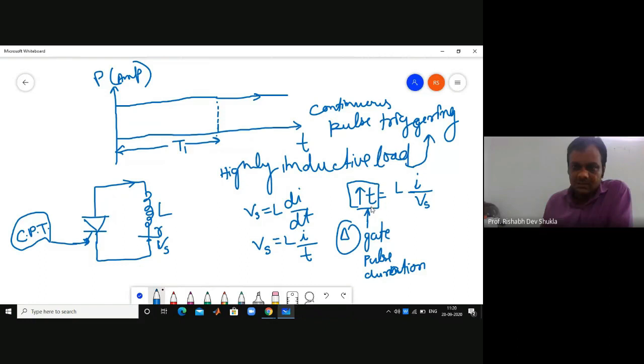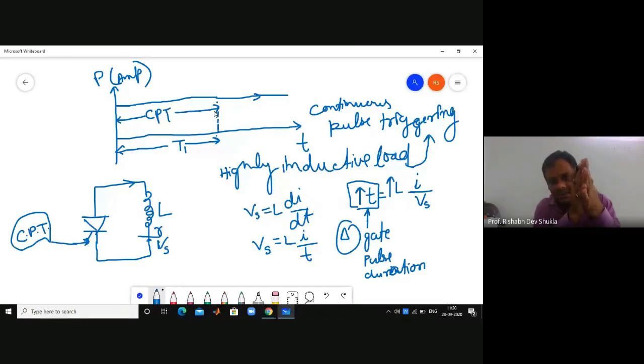This is the gate's pulse duration. If L is higher, that means you require a wider pulse to supply the gate. So if you are increasing L, your T is also going to increase. For a highly inductive load, continuous firing is applicable in this kind of circuitry. In order to supply a highly inductive load, you will need a continuous pulse triggering method.